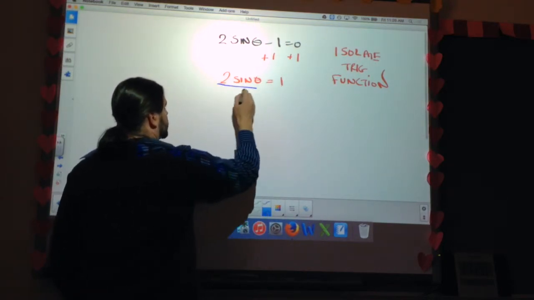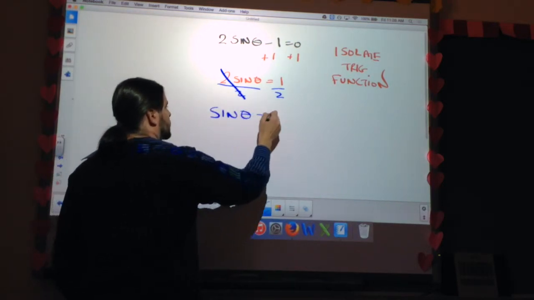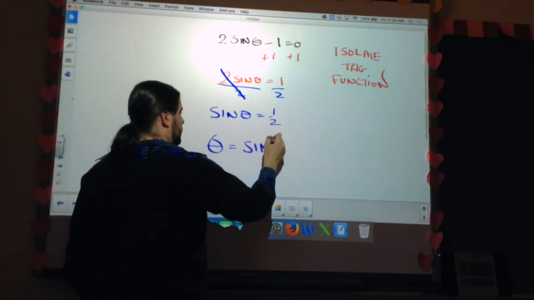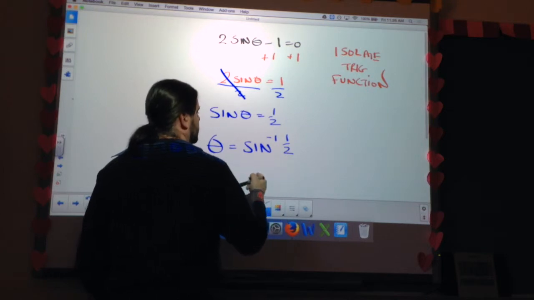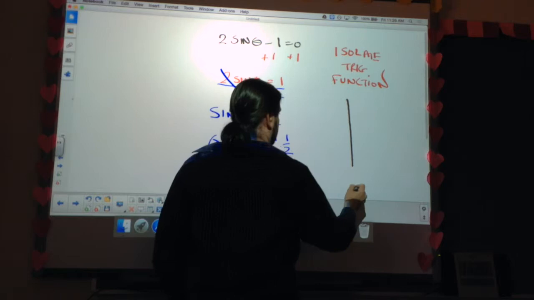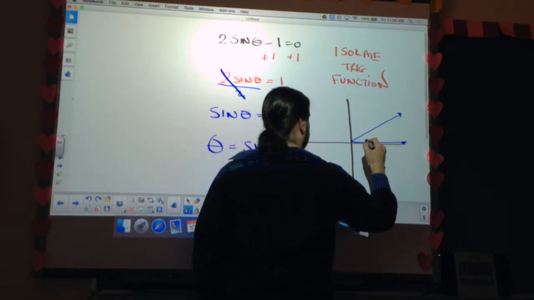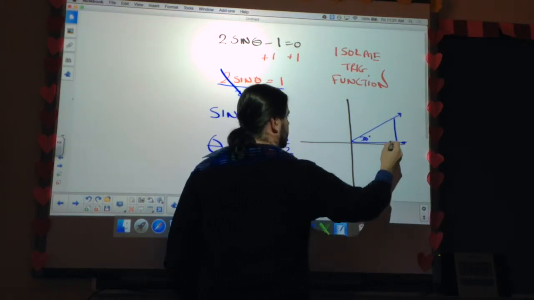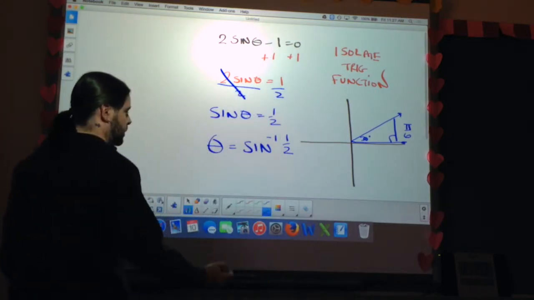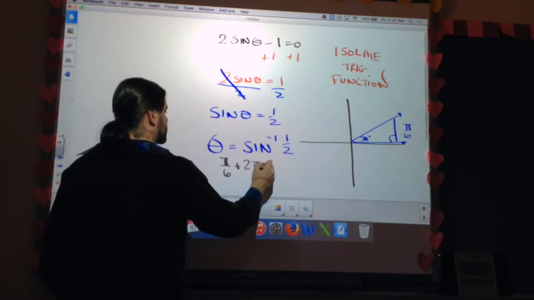I can divide by 2. So if the sine of theta equals 1/2, then theta equals the inverse sine of 1/2. In other words, what angle would I need to get a sine of 1/2? By now you should know that that's a 30-degree angle. 30 degrees, this is similar to the other problem. That's pi over 6. So one of my answers is going to be pi over 6 plus 2 pi k, where k is an integer.